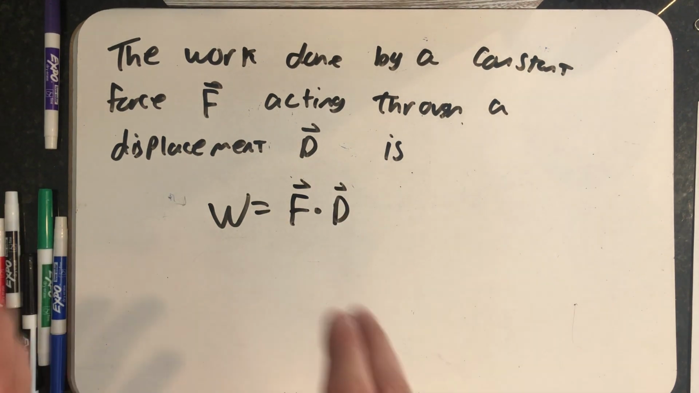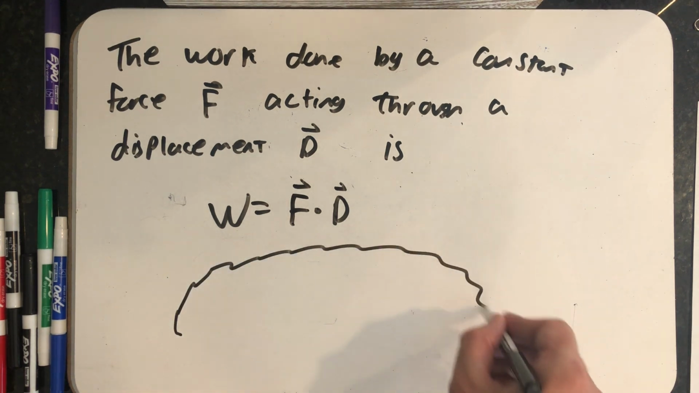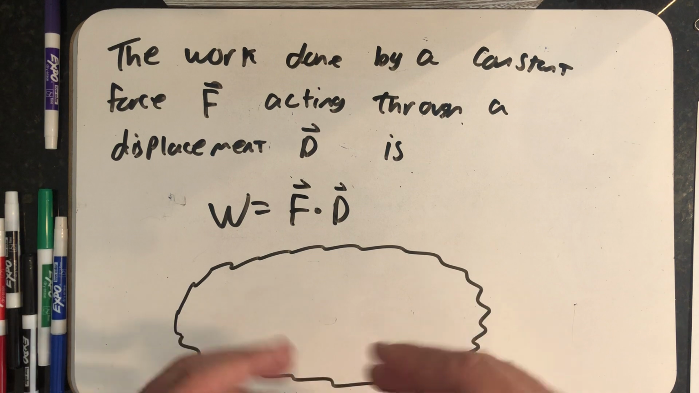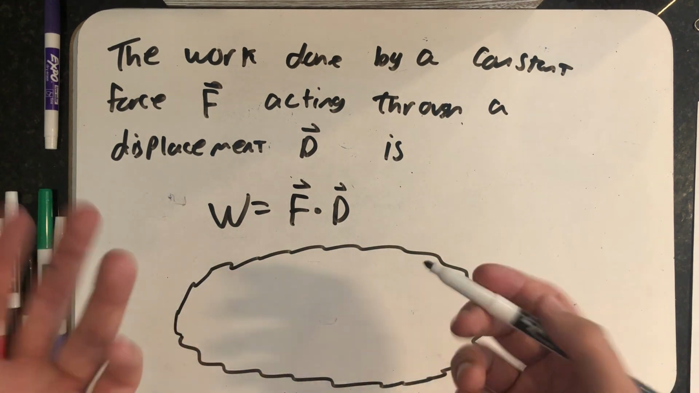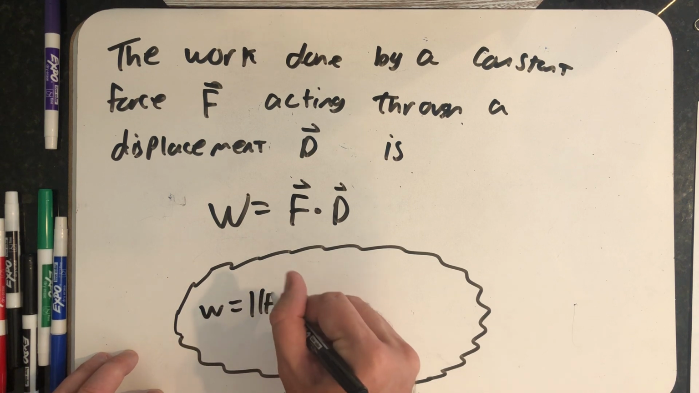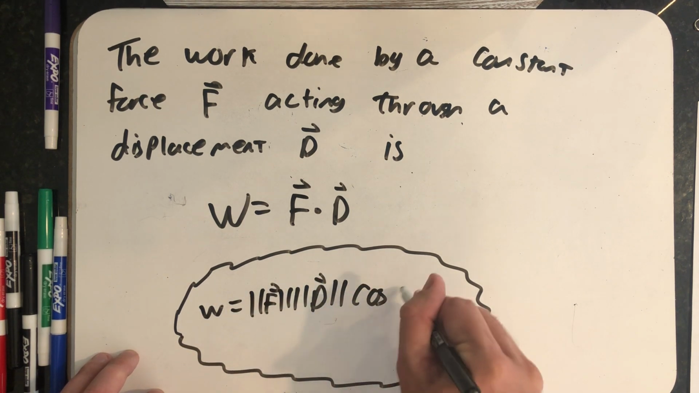And I can calculate that without knowing the angle between them. But if I was given only magnitudes, right? Maybe someone gave me the amount of force and the total displacement I moved and the angle between them, I could calculate work using the other definition of dot product, my alternate idea.